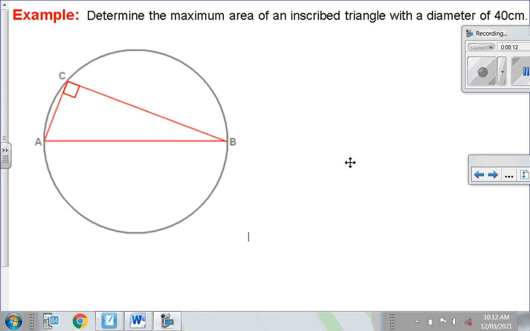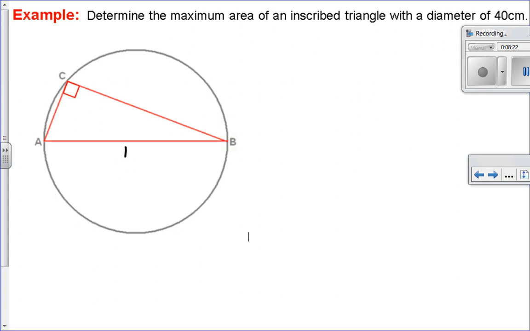Okay, my next question here, we want to determine the maximum area of an inscribed triangle with a diameter of 40 centimeters. So this would be 40 centimeters. This will be my angle, and I could use either angle. I'm using this angle here because I'm looking at area base times height. So this is the base, this is the height. You can use either angle and your answer will be the same in the end.